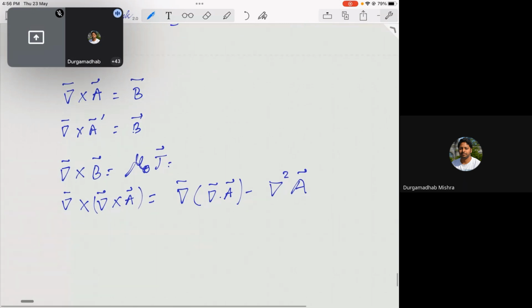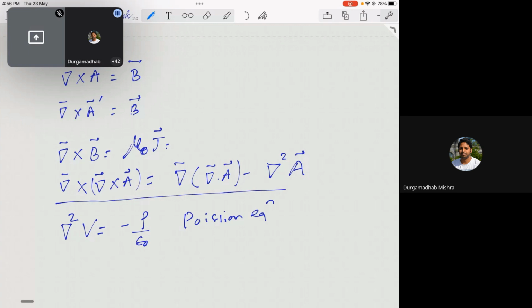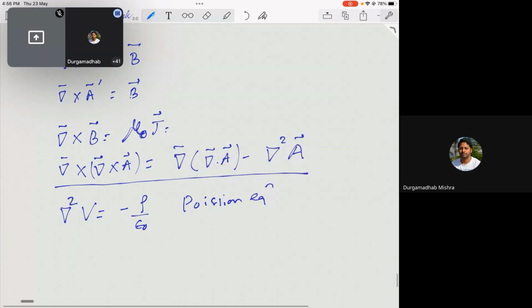So in case of electrostatics, because it is a scalar function, we could write an equation like del square V is equal to minus rho by epsilon naught. That is your Poisson's equation. But in this case, we have a difficulty because we have two terms, the del dot A and del square A terms. But we can choose our vector potential A, because the choice is with us.